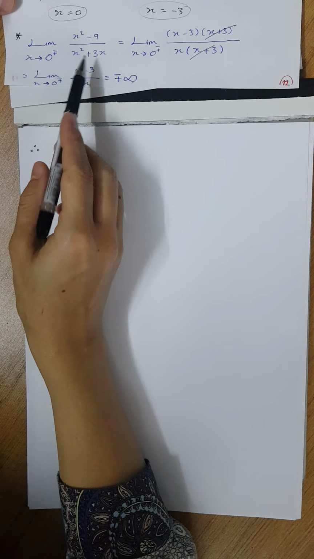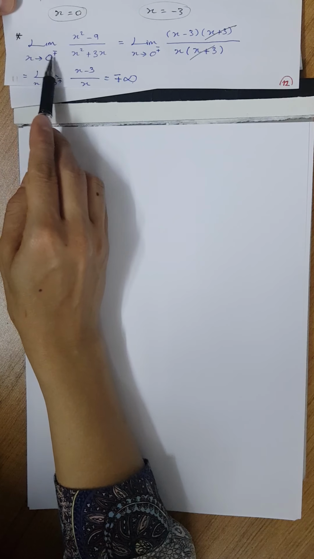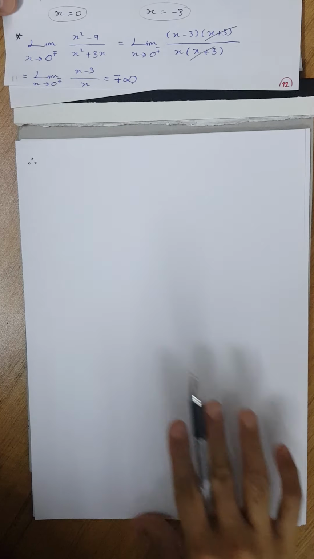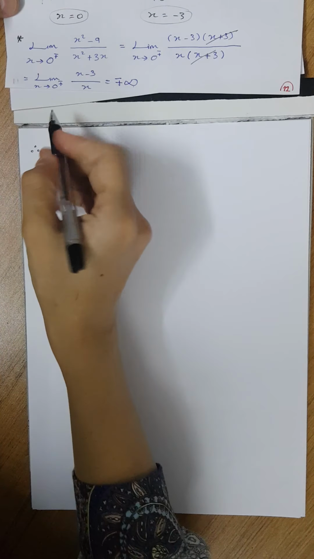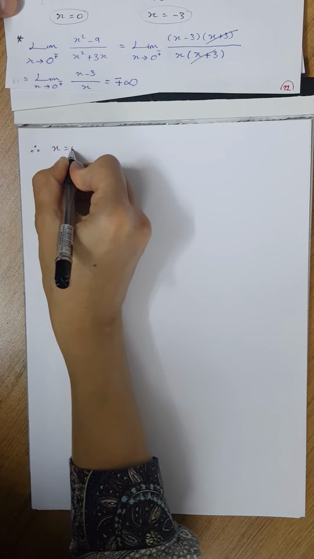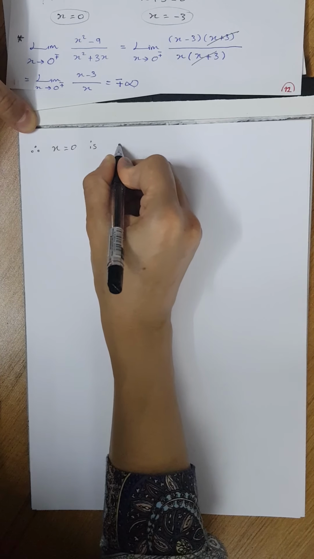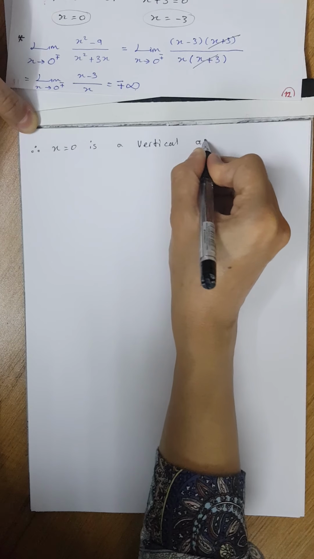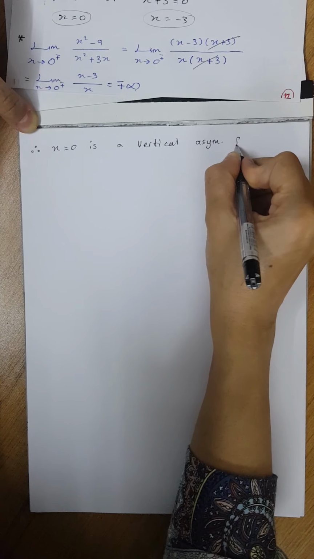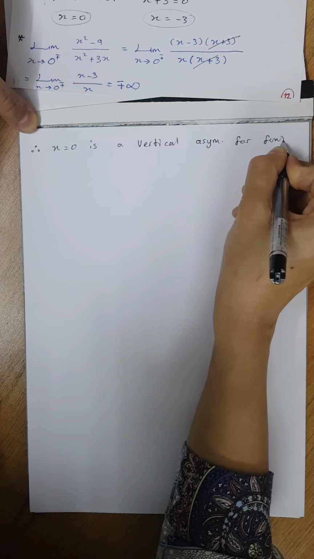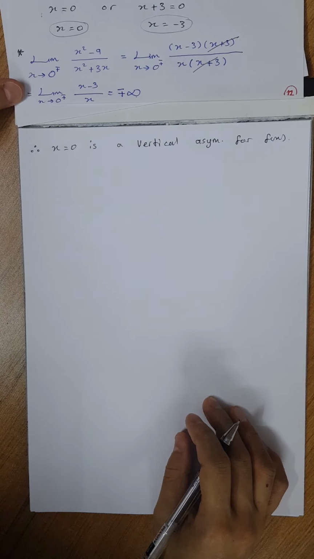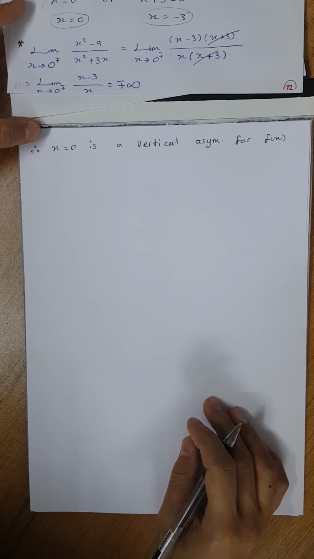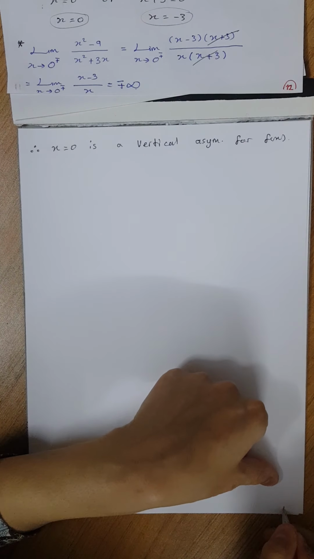Since I found the limit of that function as x is approaching 0 from left or right, and I got the result is infinity, so x is equal to 0 is a vertical asymptote for f of x. Okay, now we are done with x equal to 0. Now I have to try with minus 3. Okay, that's page number 13.